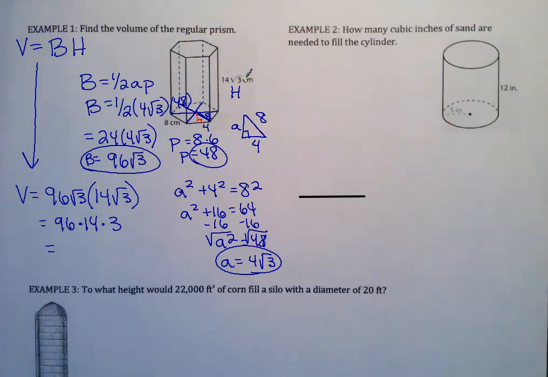For the answer, 96 times 14 times 3. It'd be like 4K and something. Yeah, it's 4032. Okay, so our volume is 4,032 what? Units cubed. Okay, centimeters cubed. Because volume is cubed. It's cubic. Always.